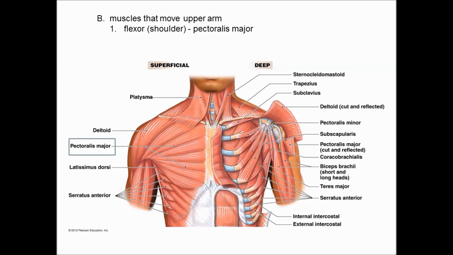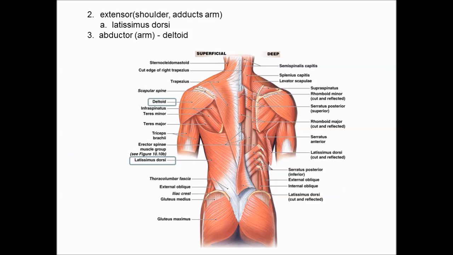The flexor of the shoulder is the pectoralis major, which is right here, this large muscle on your chest. It flexes the shoulder or brings the shoulder in. It's a very large muscle and also a favorite of weightlifters building it up.